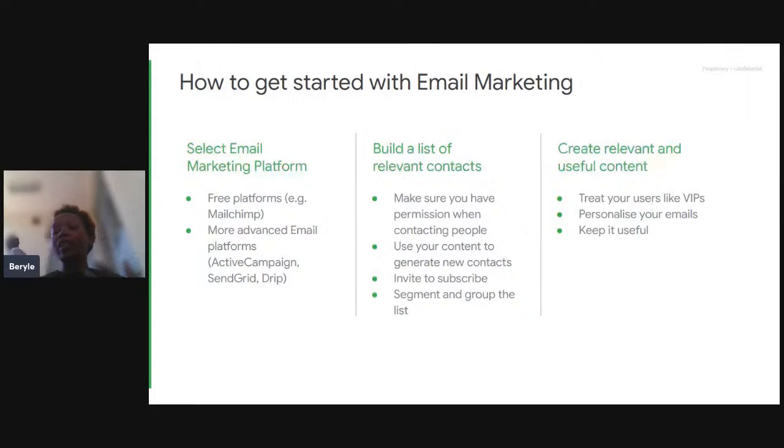And then if you have the resources to pay for these other platforms, you can decide on Active Campaign, you can decide on SendGrid, or you can decide on Drip, right? But with email marketing, you need to have a list of contacts, okay? So you need to have a list of contacts that you're sending emails to. But the best thing with email marketing is that it's very good with remarketing. So if you want to cross-sell or you want to upsell, right?